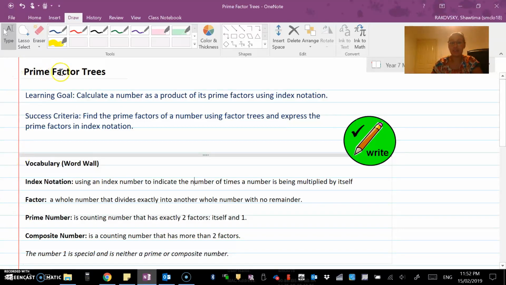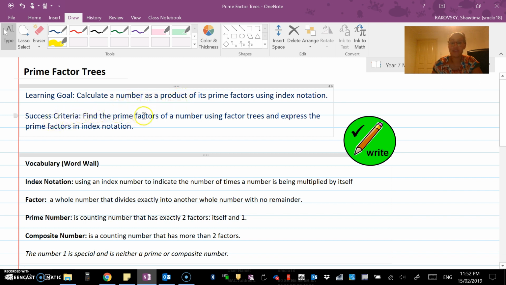In this lesson we're looking at prime factor trees. So by our learning goal, calculating a number as a product. So there's a clue there of its prime factors using index notation. Remember, a product is something that you get when you multiply two numbers together. We're looking for prime, that language is familiar, and index notation. So we're just bringing a couple of concepts together in this video.